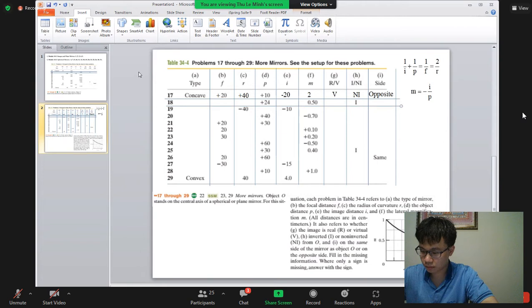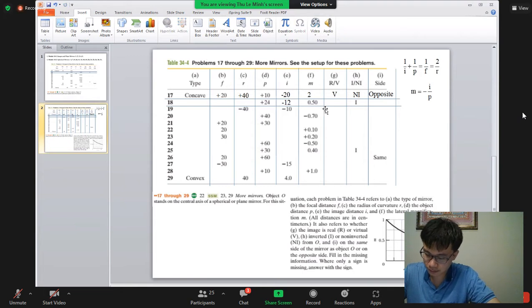Yes. Okay. For 18, we will have the focal length. Sorry, I will calculate the image distance first, based on the equation of lateral magnification. We will have the image distance is 12. Positive or negative? Negative 12.